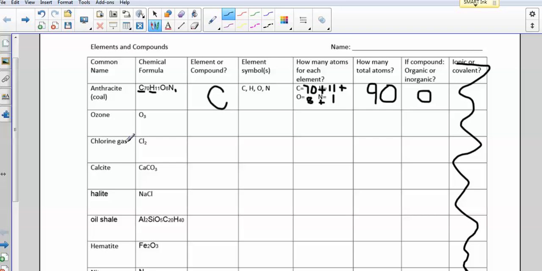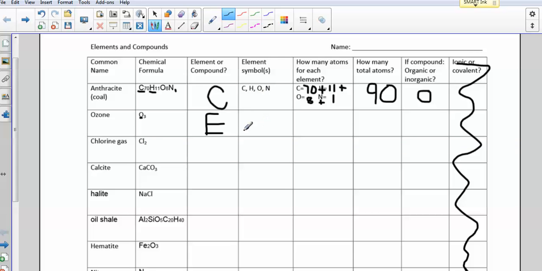Let's do another example. So look here. We've got ozone. That's like what's in the atmosphere. O3. It's asking, is it an element or compound? Remember the definition for compound? 2 or more elements. I've only got oxygen, only 1 here. So the answer to this is it's an element. If you only see one type of element symbol, that's just going to be classified as an element.